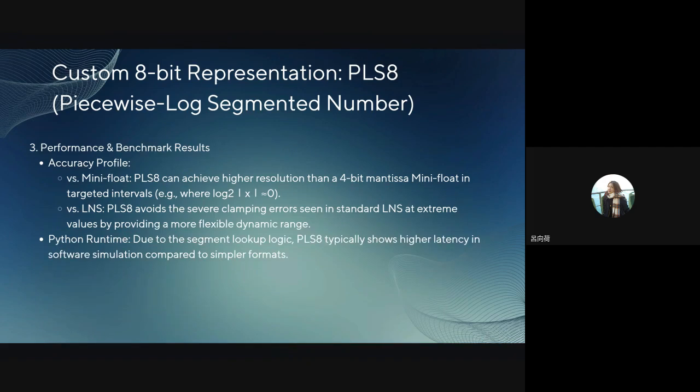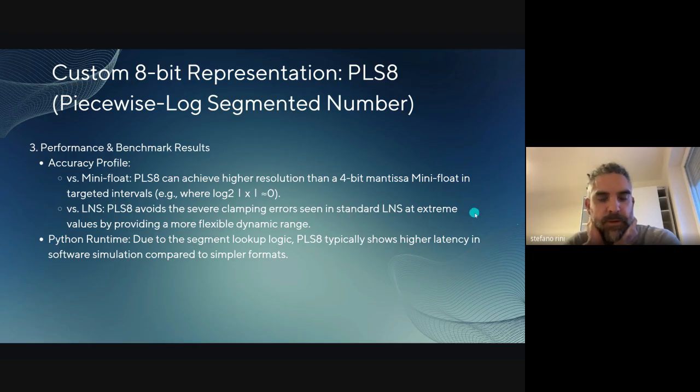For the performance and benchmark results, when we compare PLS8 with minifloat, it can achieve higher resolution than a 4-bit mantissa minifloat in targeted intervals. When we compare it with LNS, it avoids the severe clamping errors seen in the standard LNS at extreme values. For the runtime, because of the segment lookup logic, it typically shows higher latency in software simulation compared to simpler formats. Very good. Sure. You have some plots, right?